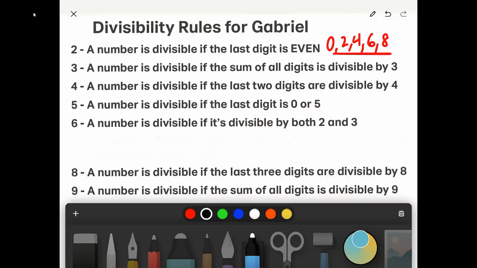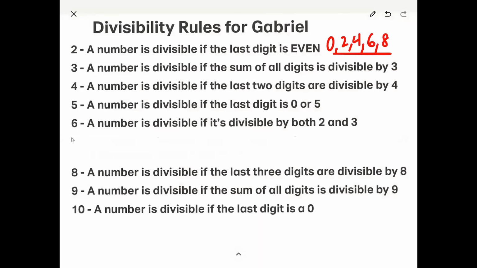All right, so now 5 is a simple one. In fact, I'm going to do 5 and 10 together. Any number is divisible by 5 if the last digit is either 0 or 5. That's it. Any number that ends with a 0 or 5 is divisible by 5. And any number that ends with a 0 is divisible by 10. Okay, that's it. That's the rules.